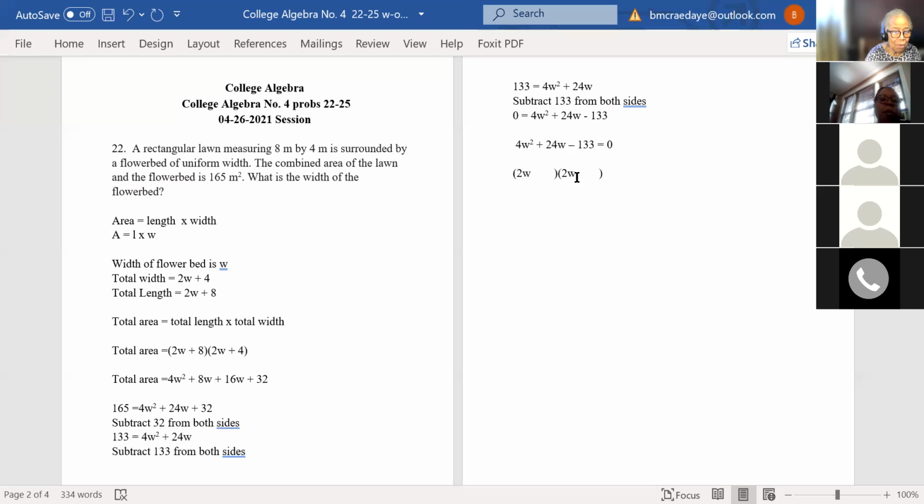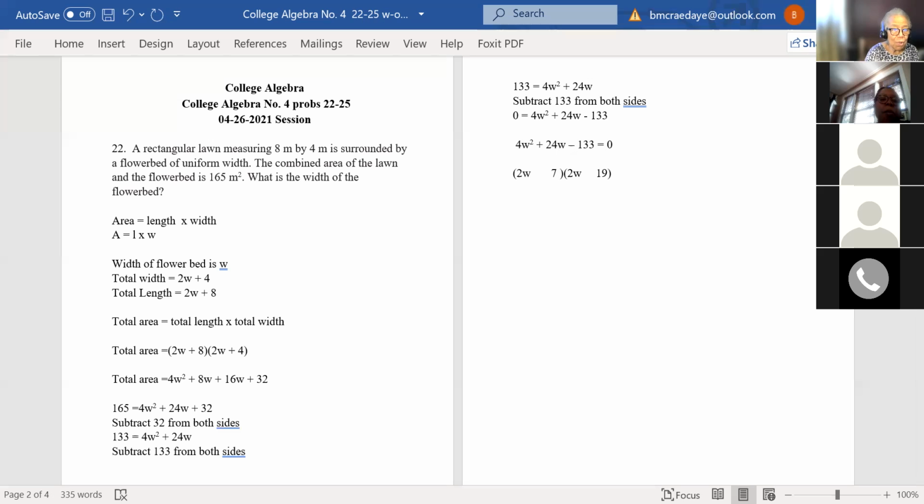No. Well, one of them is 19. So you can tell me the other one. What number times 19 gives 133? What number can you multiply by 19 and get 133? What did you say, Audrey? 7. That's correct. So that's 7, because 7 times 19 is 133.